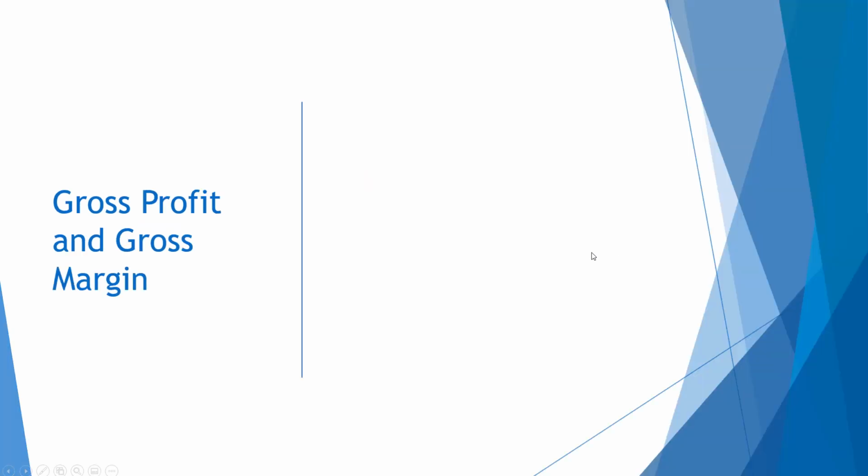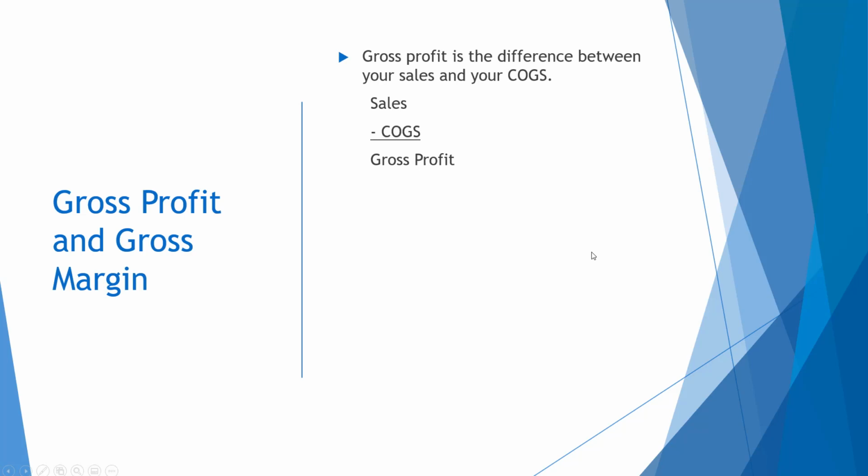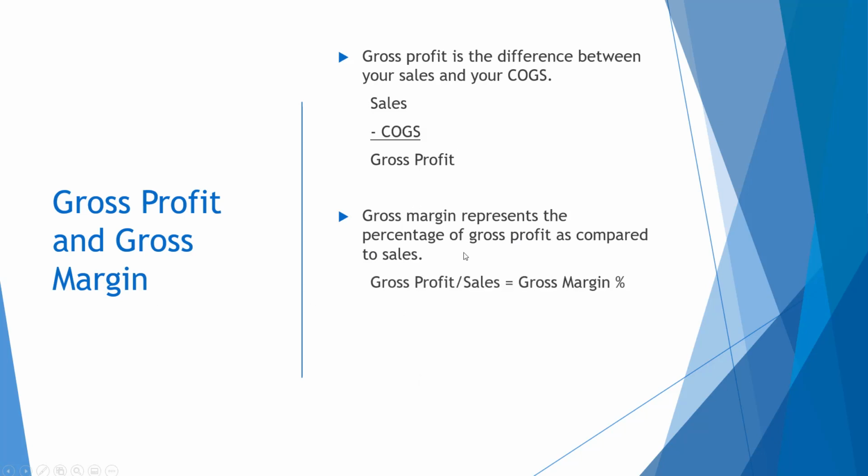Gross profit and gross margin. Now, gross profit, again, is just the difference between your sales and your cost of goods sold. Sales minus cost of goods sold equals your gross profit. Your gross margin will represent a percentage of your gross profit to your sales. So again, gross profit to sales equals your gross margin percentage.